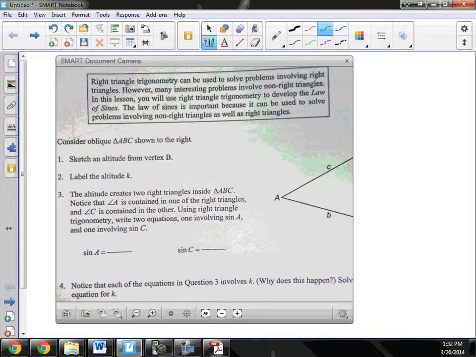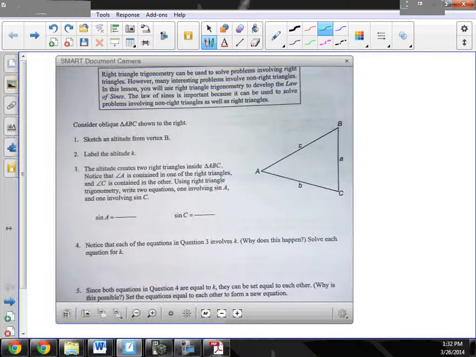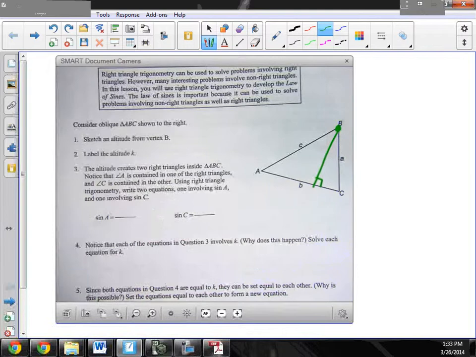So consider oblique triangle ABC. Oblique is just a fancy word to mean it doesn't have any angles that are equal, and it's not right. So sketch an altitude from vertex B. So I'm going to zoom out. So an altitude, remind me what an altitude does. It goes through the vertex, and it's perpendicular to the opposite side. So we'd have to draw a line down so that we have a right angle. Okay, we'll label that altitude as length k.